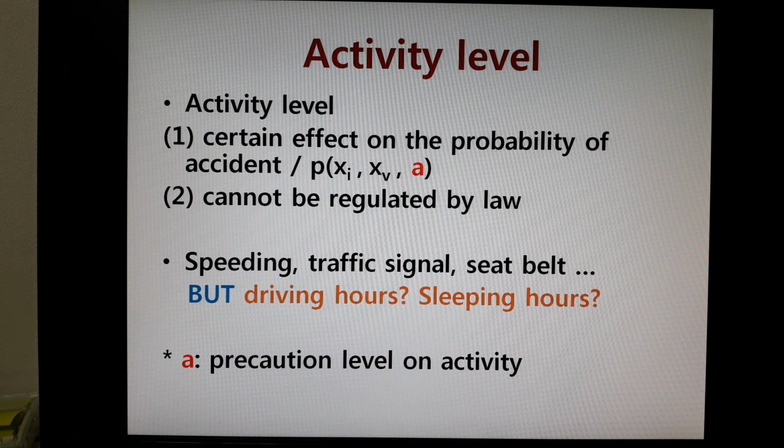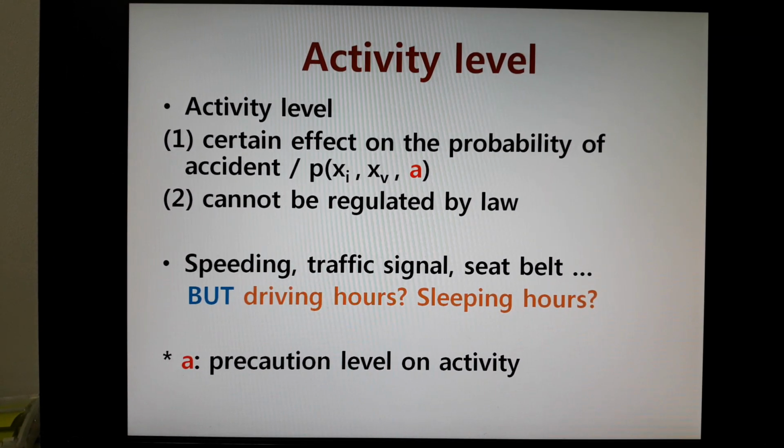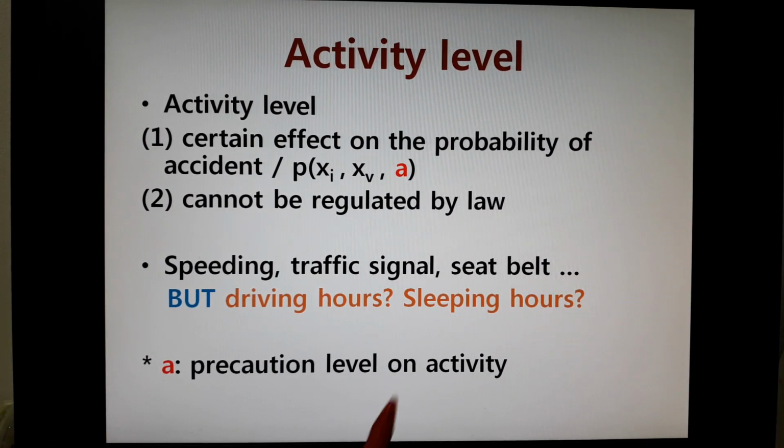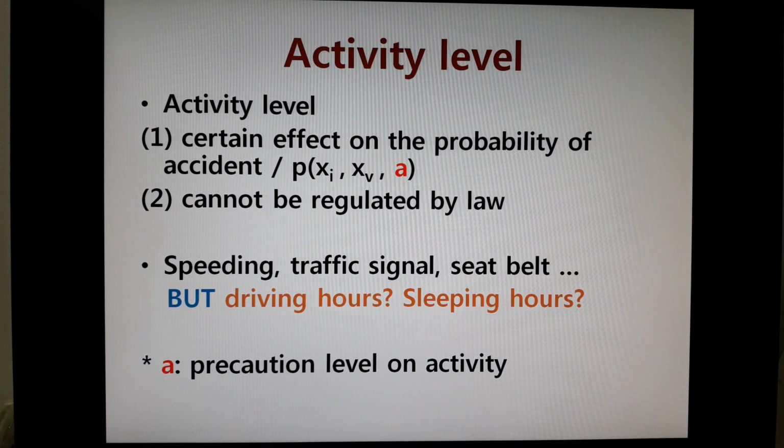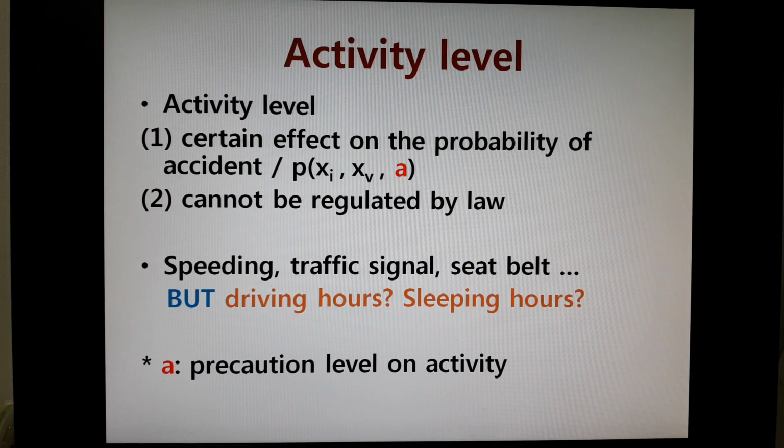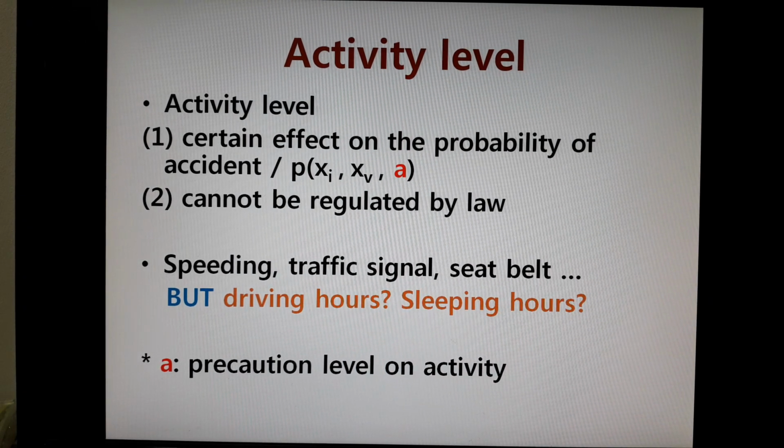Sleeping hours. If you have very little sleep at night, your chance of getting an accident is very high. But have you ever been caught by the policeman because you drive too much, or because you didn't sleep very well last night? No. Somehow the police cannot catch you.